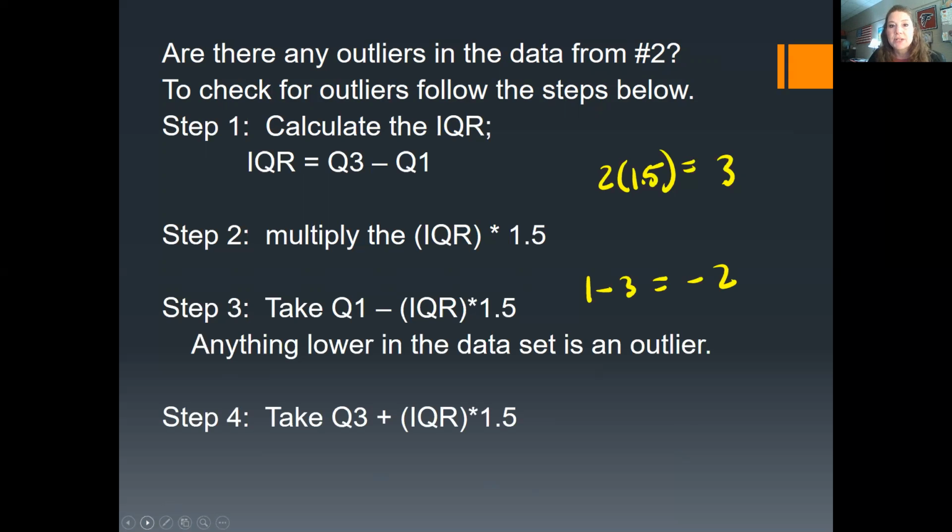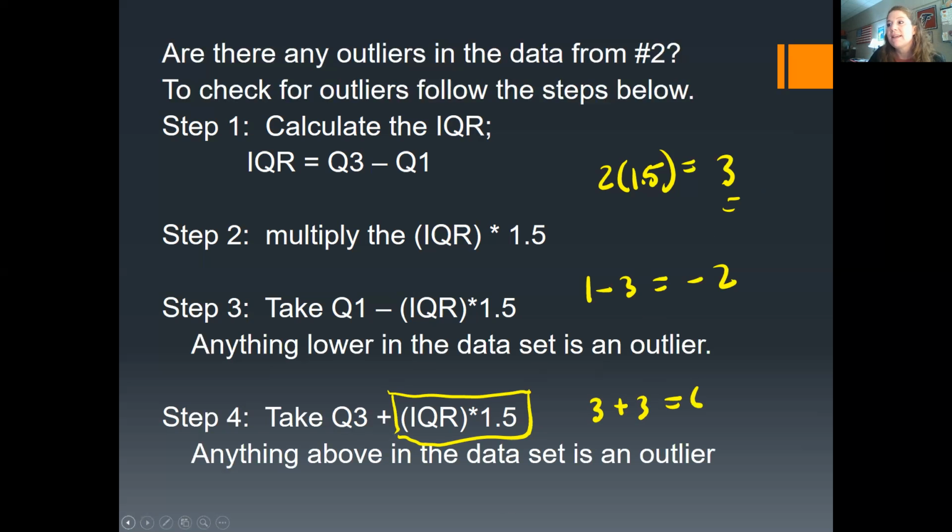So now let's figure out if there's a higher number that's an outlier, which we assume is probably 7, but we're going to figure out for sure. So now the other step is, we've already done this. Do this first: interquartile range times 1.5, which is 3. Now you take your Q3 and you add it to that number. So our Q3 was 3. So when we add 3 plus 3, we get 6. And then if there's anything in your data set above 6, in this case, it is an outlier.